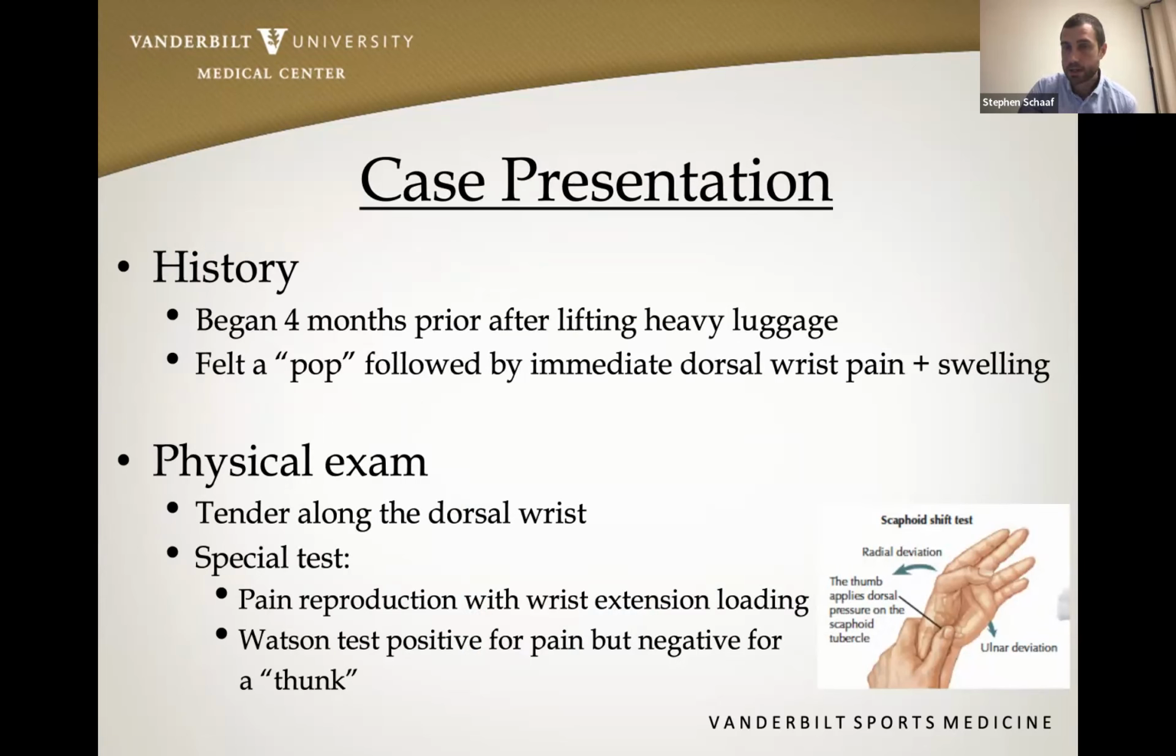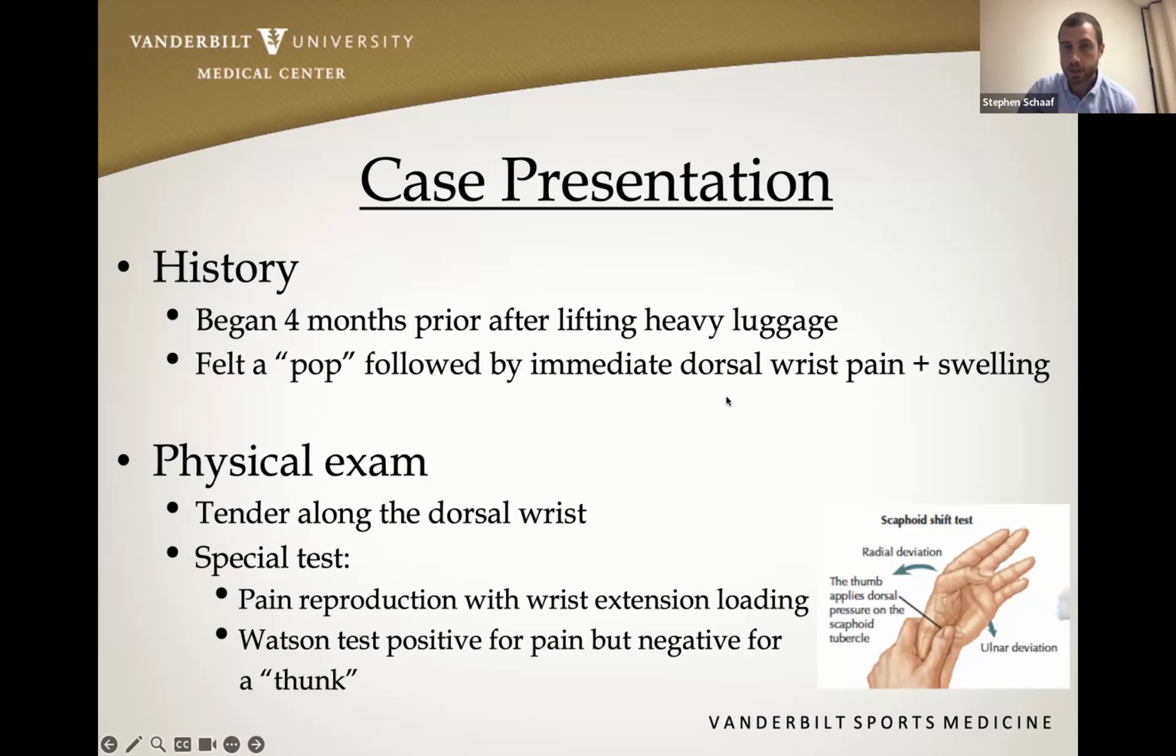Over the next several months, she had been seen by plastic hand surgery here at Vanderbilt, who had managed her symptoms. It was noted on her physical exam, even when we saw her, that she was still primarily tender along the dorsal wrist. The pertinent positives from the physical exam are that she still had pain reproduction with wrist extension loading, specifically over the dorsal wrist. Additionally, the Watson test was notably positive for pain, but it was negative for true subluxation and having a thunk.